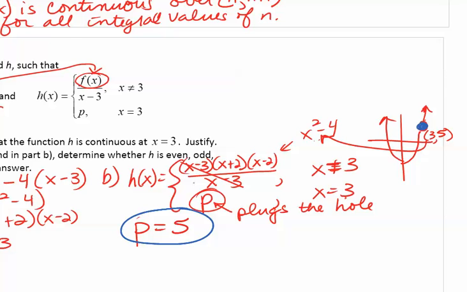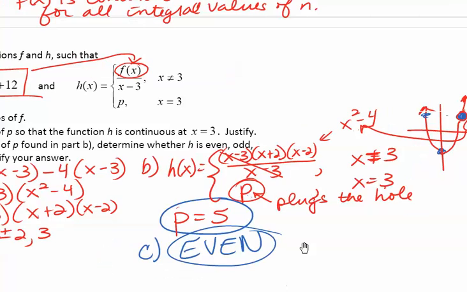All right, and then question C, determine whether h is even, odd, or neither. Well, now that we've got it graphed, we know it's a parabola, and if p is 5, now we've filled in the hole. So there's a mirror image on the other side here. We see the symmetry to the y-axis, so we can answer that this is an even function.